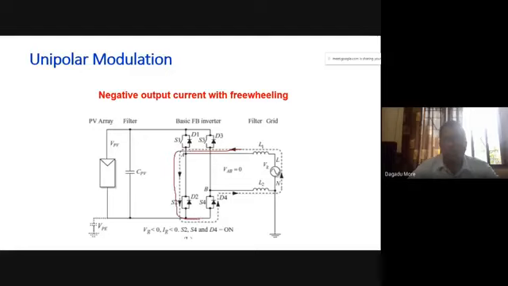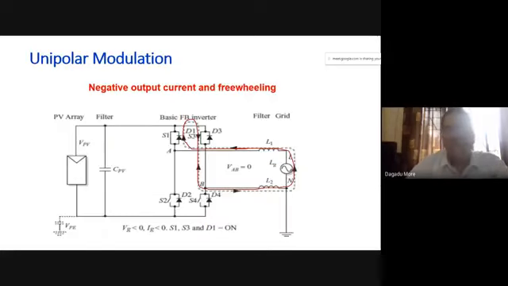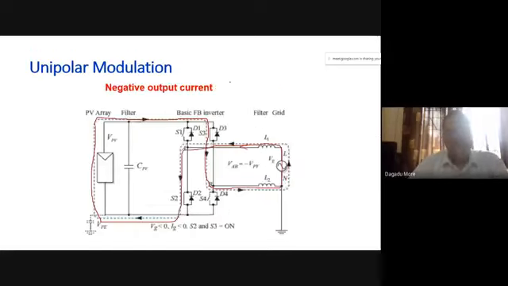It will be from S2 and S4 like this. So these are the two prevailing conditions and one power flow you can call it. So first condition, where power is flowing from the PV panel to the grid, where we are having the cross switches on.